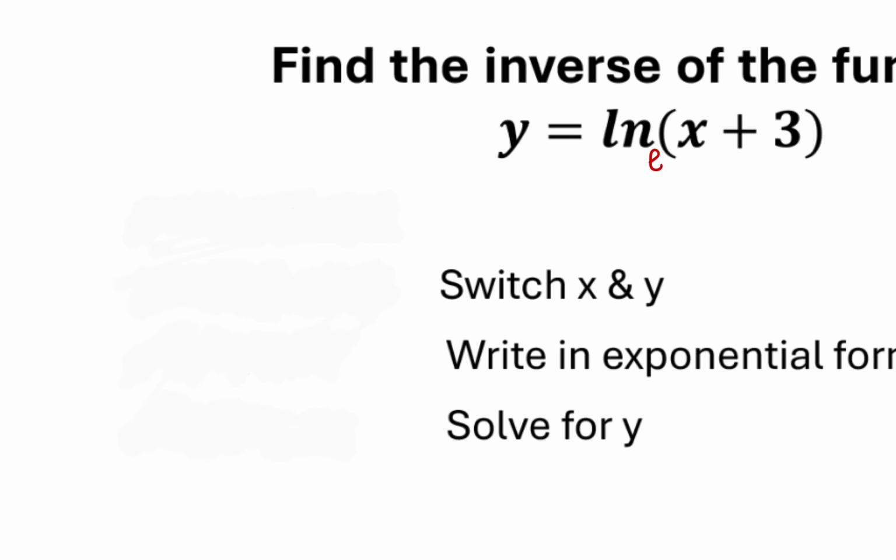My first step is to switch x and y. So I have x is equal to the natural log of y plus 3. I will then isolate for my logarithm. If you look right here for the natural log, you notice that it's all by itself. It's isolated. There's no addition, there's no subtraction, multiplication, or division occurring outside of the natural log.